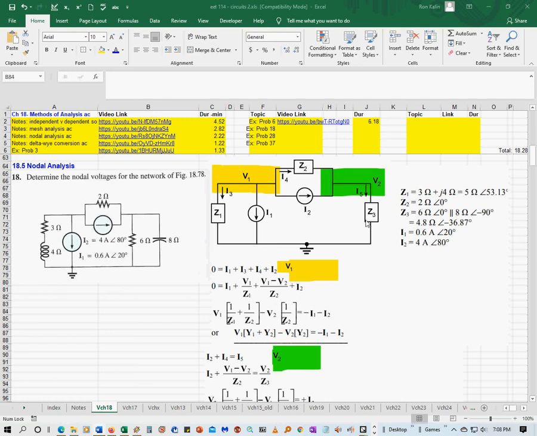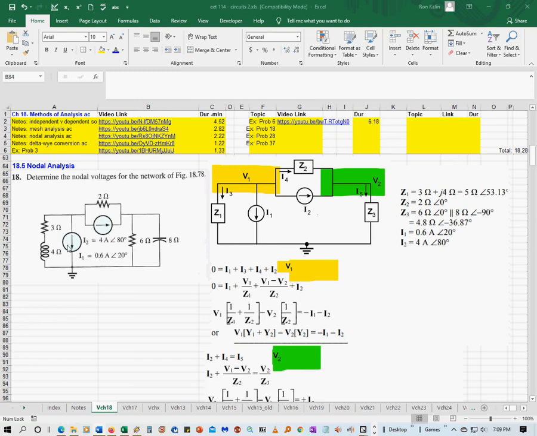So what the book did was show you what Z1 is equal to. It's equal to 3 plus j4, which is equal to 5 angle 53.13 degrees. Z2 is just going to be 2 angle 0. Z3 is these two in parallel with each other, which is a 6 ohm resistor in parallel with an 8 ohm capacitor. So that's 6 ohm angle 0 in parallel with an 8 ohm angle negative 90. You do the parallel operation on them and you get 4.8 angle negative 37 degrees.